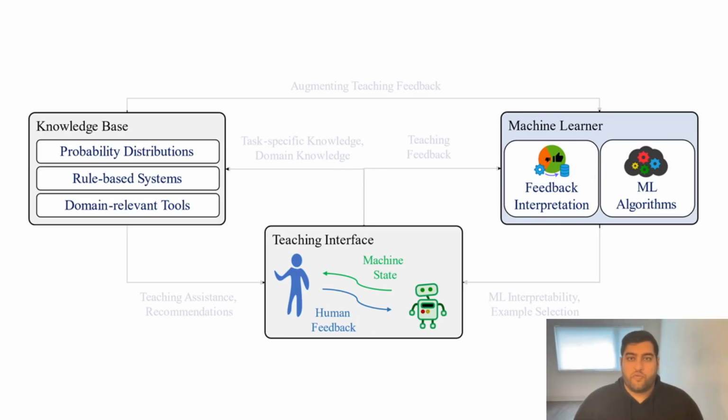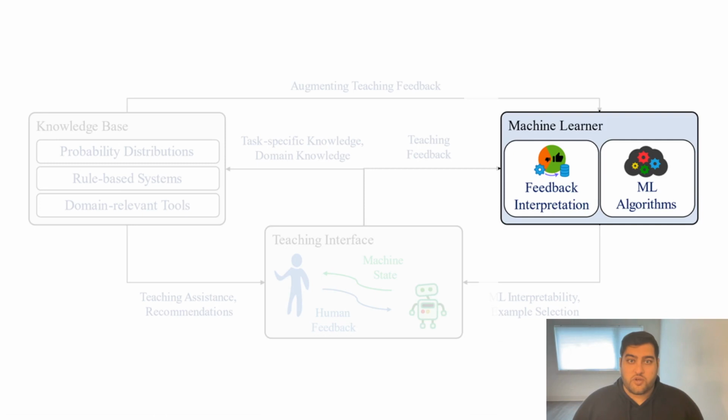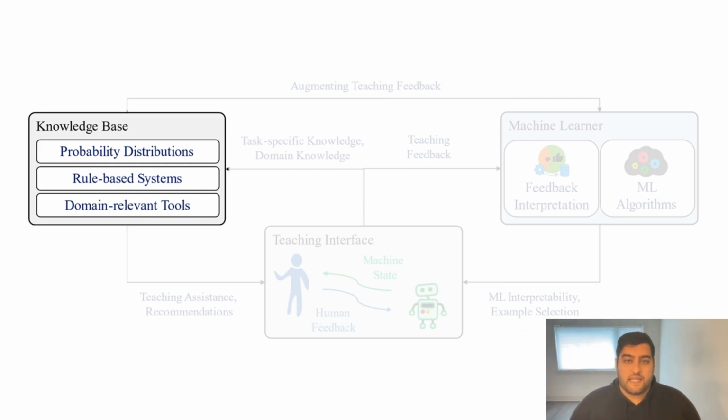In our research, we have proposed a machine teaching framework that consists of three main components: a teaching interface, a machine learner, and a knowledge base. These components service each other and contribute towards the goal of machine teaching. The teaching interface describes the machine state exposed to the teacher and the human feedback that will be asked from the teacher. The machine learner describes the feedback interpretation and the machine learning algorithms at play. And finally, the knowledge base describes the domain knowledge and task-specific knowledge used by the system.